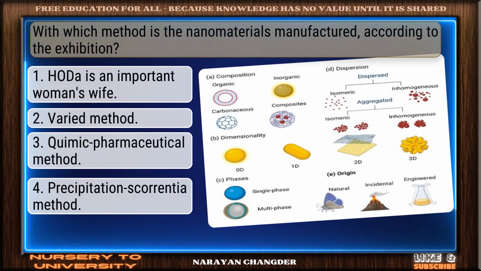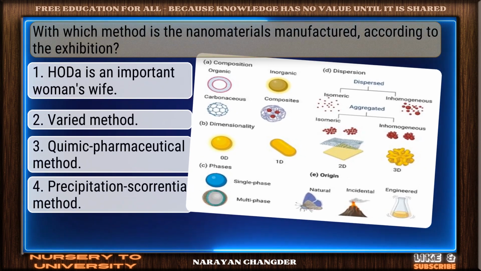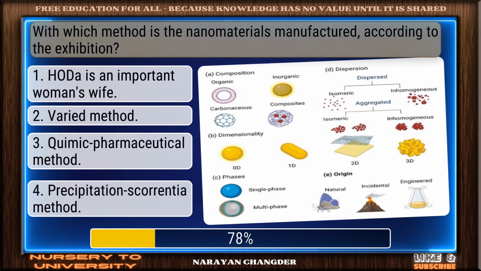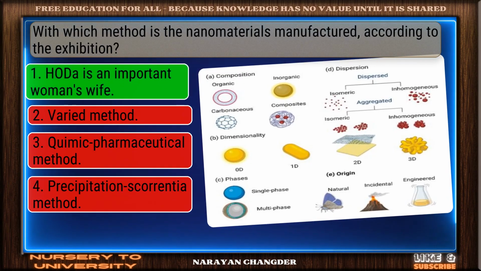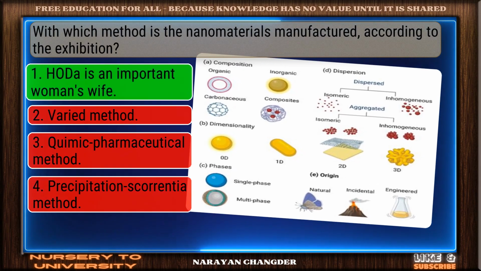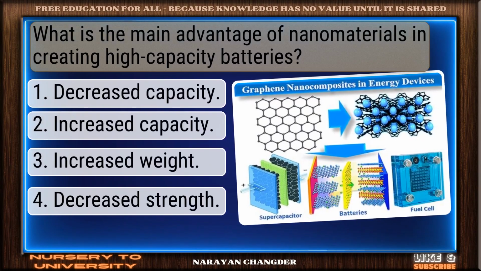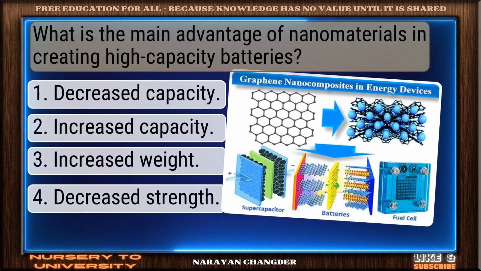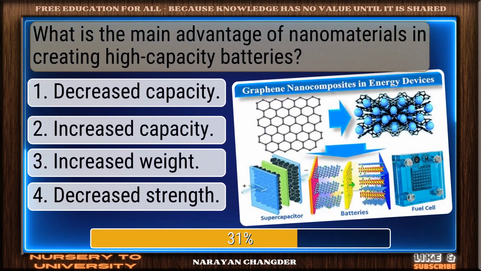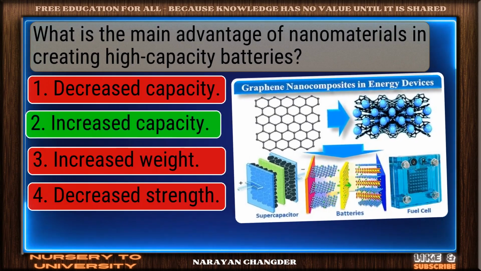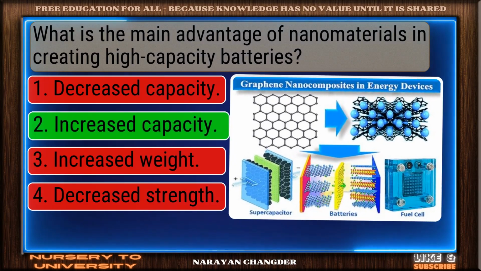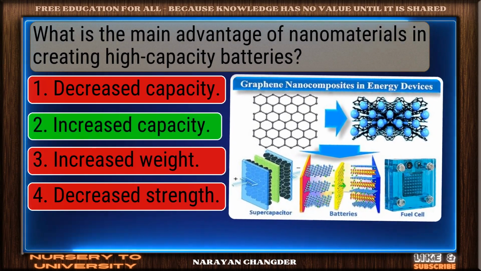With which method are the nanomaterials manufactured, according to the exhibition? Good thinking. That is the right answer. What is the main advantage of nanomaterials in creating high-capacity batteries? Right again. Increased capacity is a valid answer.